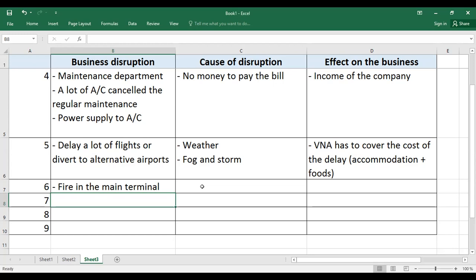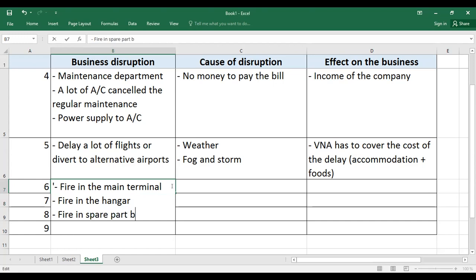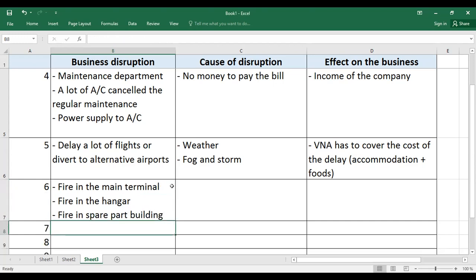So that's certainly one that you need to be thinking of. Fire could occur in a hangar, so therefore it's long-term disruption to your engineering department. Could occur in a spare parts building, so your parts are damaged or not available. There's numerous examples there.